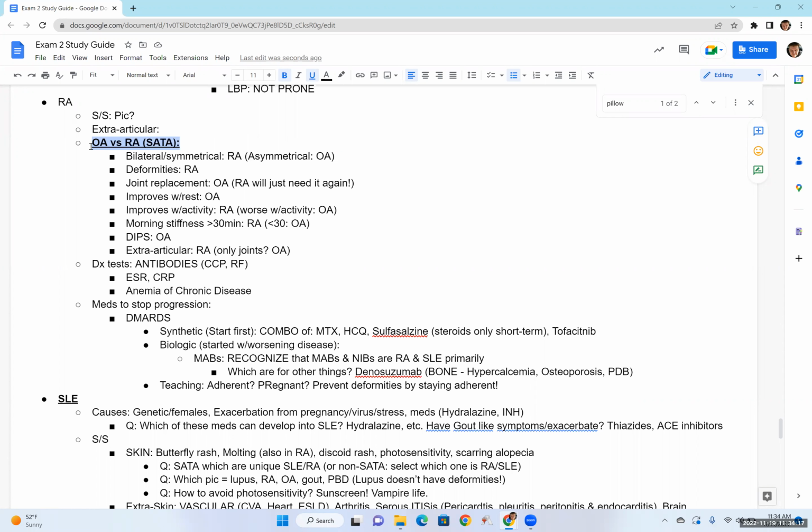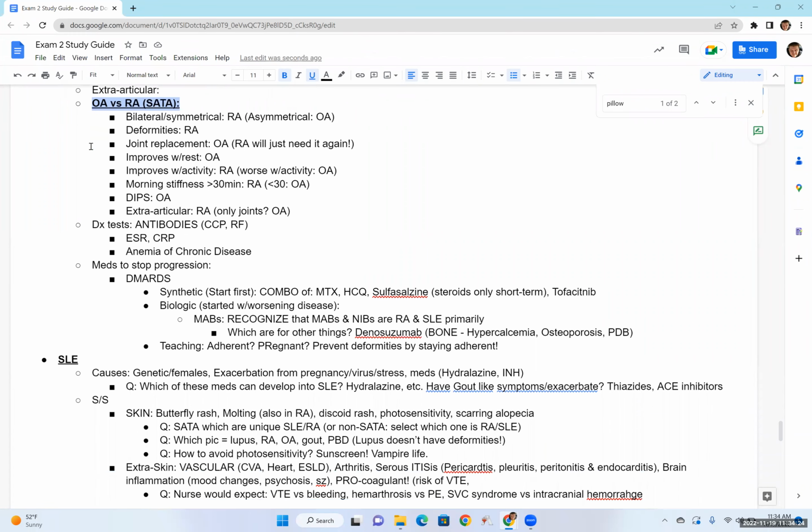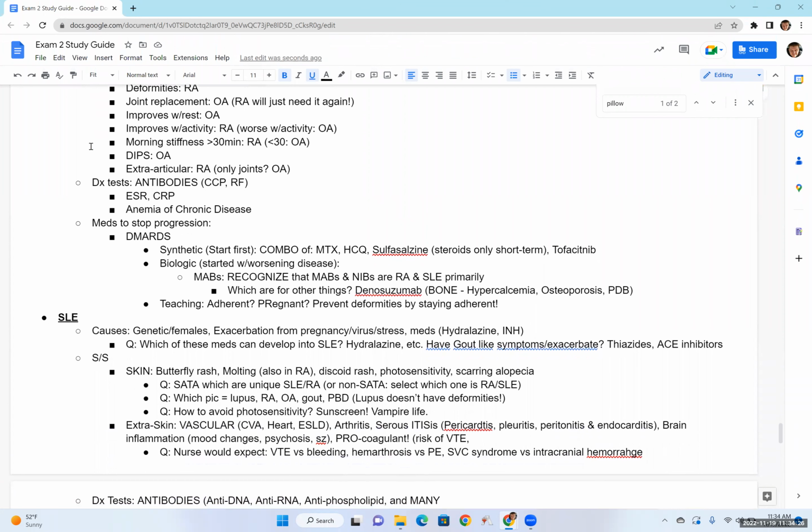But RA is still stiff throughout the day. Okay. You got meds, right? So you basically want to know what you start them with. That's the most important part. And it's recognized that all those mAbs are attached to lupus and RA, except for denosumab, right? Denosumab is up with the osteos and the bone CAs and the hypercalcemia.